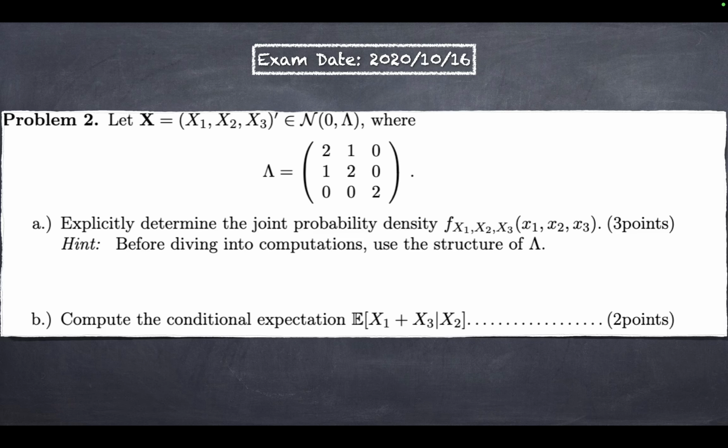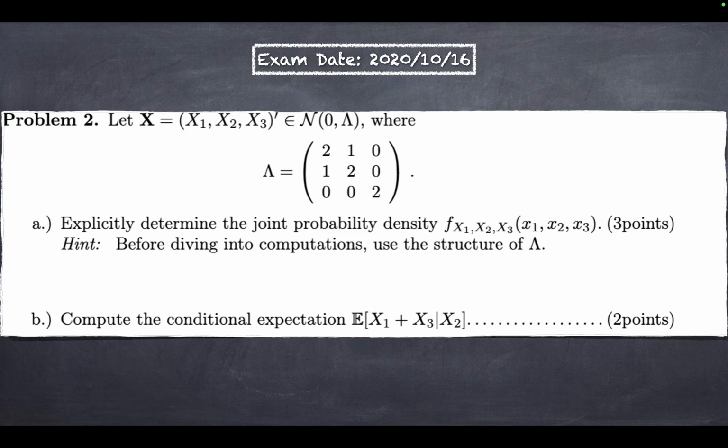They have given you a hint, which is a good one: before diving into computations, use the structure of lambda. So what is the structure of lambda? It is block diagonal. If it is block diagonal, it means that the random vector with components x1 and x2 and the random vector with component only x3 are independent. So let us now go and calculate this.